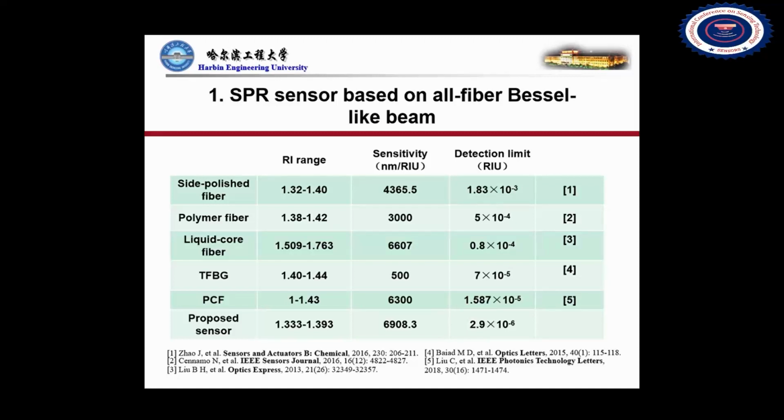Bessel-like beams have the ability to compress the resonance angle, which increases the excitation efficiency of SPR and leads to a significant increase in the refractive index sensitivity of fiber probes with the same configuration. The table compares the proposed all-fiber optical Bessel-like beam SPR sensor with previously reported optical fiber SPR sensors. It shows that the proposed SPR sensor has higher sensitivity and lower detection limit. The proposed sensor has the advantages of low cost and simple fabrication, and is suitable for the detection of small dose analytes.